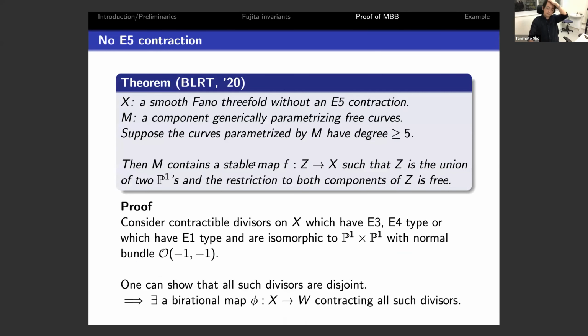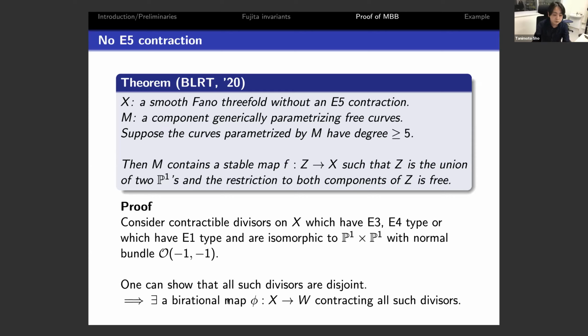The proof of Movable Bend and Break is particularly easy when the smooth Fano threefold doesn't admit any E5 contraction. So let me start with that. Let X be a smooth Fano threefold without the E5 contraction. Then let M be a component generically parameterizing free rational curves. Suppose that curves parameterized by M have degree greater than or equal to 5. Then M contains a stable map from Z to X such that Z is a union of two P1s, and the restriction to both components of Z is free. Okay? And then the proof goes like this.